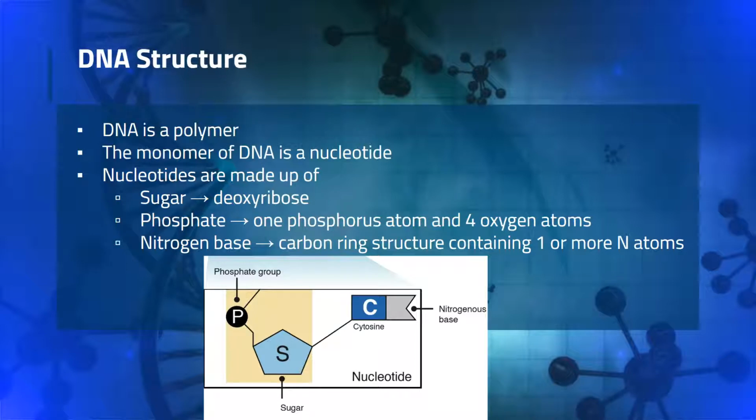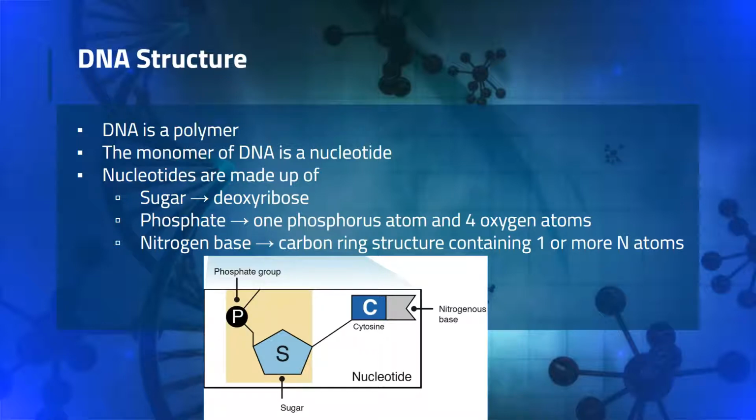I want you to make a note of that somewhere on your notes page, because you should know that the sugar found in DNA is deoxyribose. The sugar found in RNA is ribose. Those are two separate things, and I want you to know DNA stands for deoxyribonucleic acid, simply because it is a nucleic acid that contains the sugar deoxyribose.